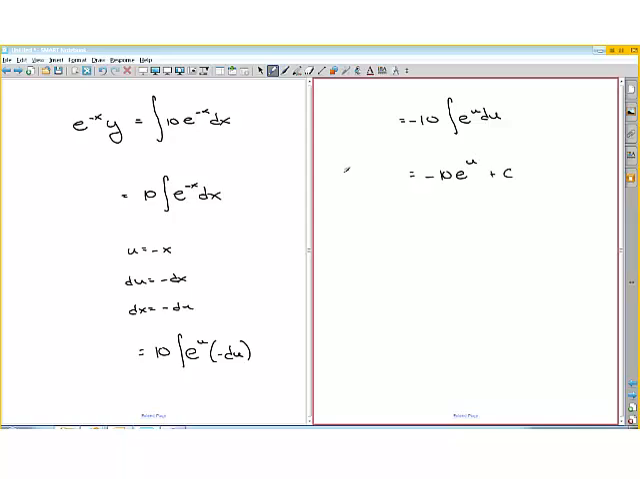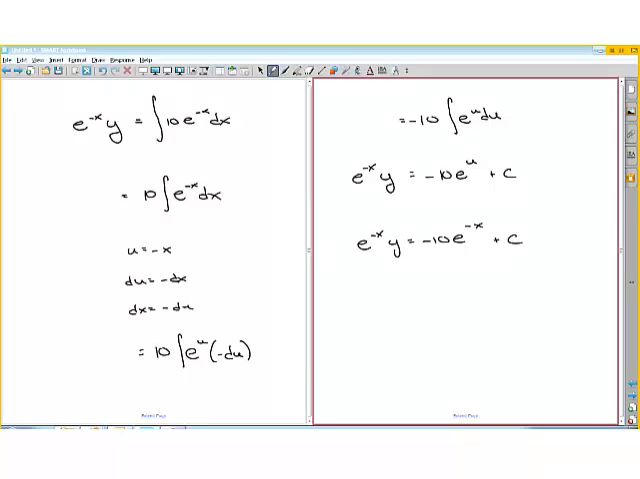The left hand side is e to the minus x times y. And then we substitute u back in, so we get e to the minus x y is equal to negative 10 e to the minus x plus c.